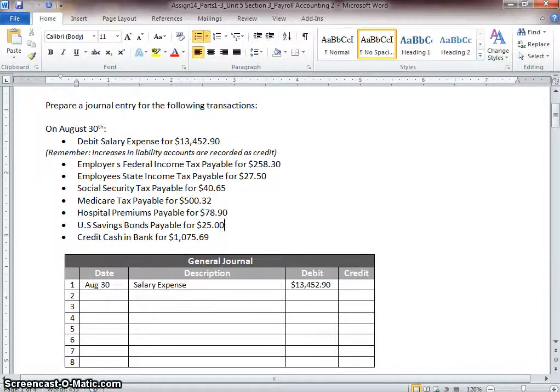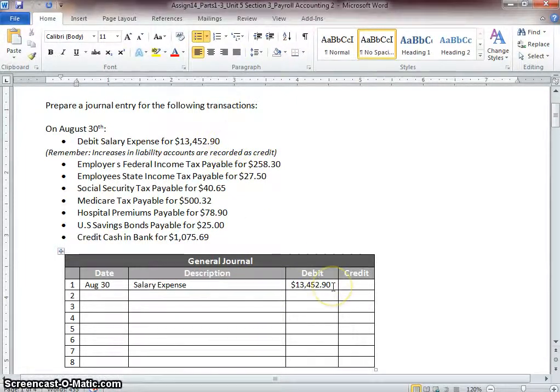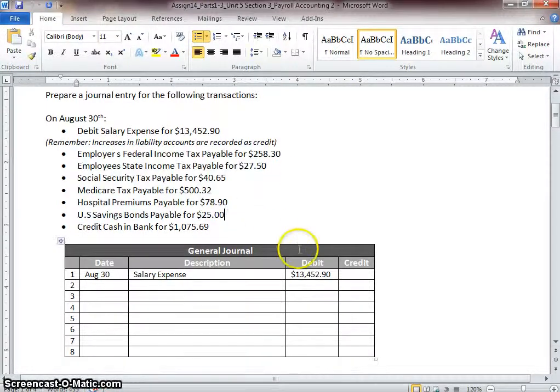So we are journaling our transactions for paying in taxes, and the first one I've actually put in for you. On the date, these are all going to fall under August 30th, so we can just put the date once here and then list our transactions. So we have salary expense being debited for $13,452.90. That's basically what our salary expense is, just the expenses of paying a salary, not the actual salary itself, just all the taxes that go into paying that salary.